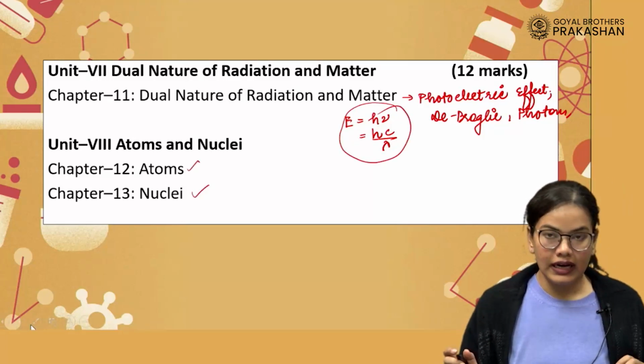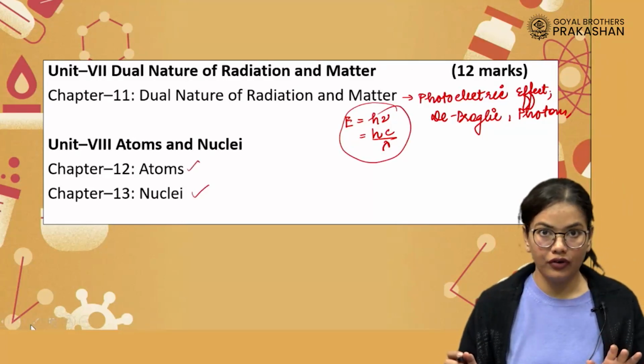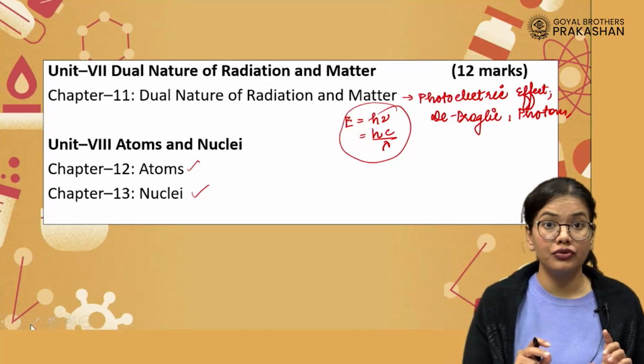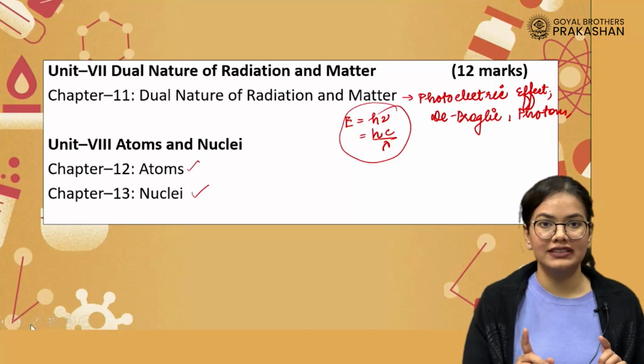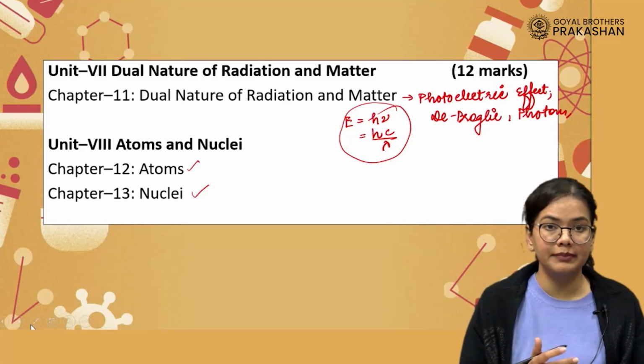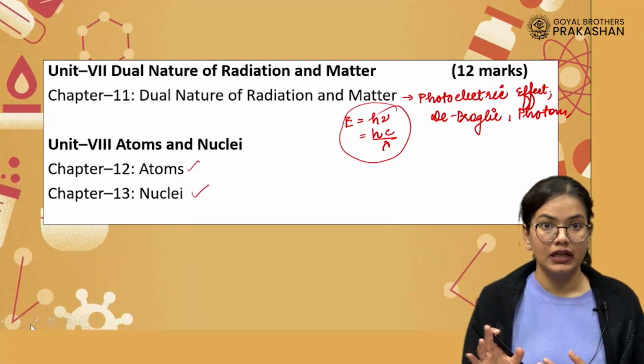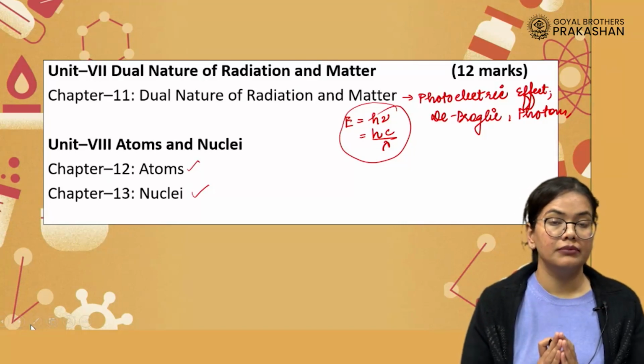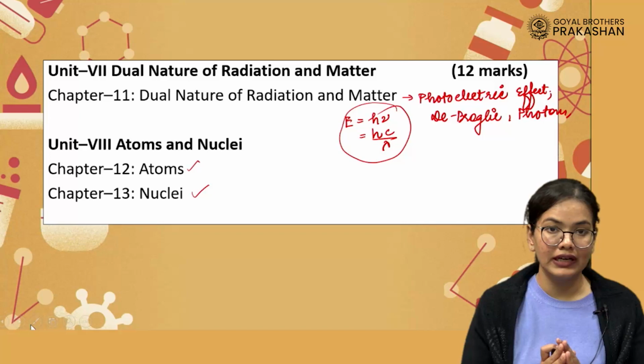Unit 8, atoms and nuclei. In chapter 12 on atoms, you need to know Bohr's model and Rutherford scattering, very important. How the gold foil experiment works, how alpha particles move, and beta decay, you should be clear with that. The structure of the atom, you should be clear about that. Bohr model, as we discussed, you should know that.